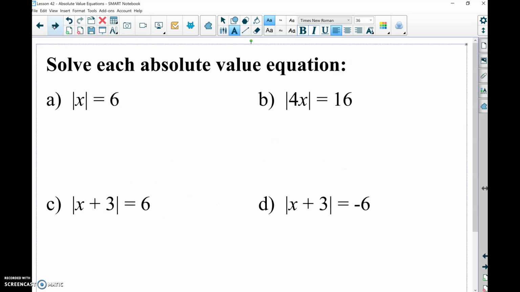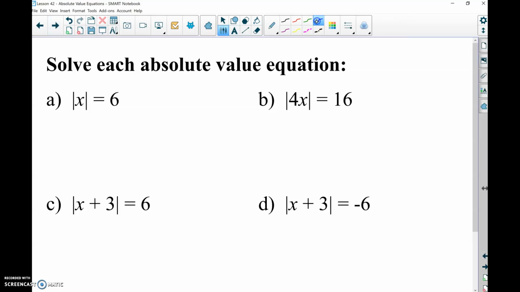So using my steps for part A to solve the absolute value equation, the absolute value of x equals 6. By the way, if you want to solve these first, feel free to pause the video and then restart it and you'll see my solutions. My steps say get the absolute value by itself. It already is. That's great. So we're going to take the absolute value, set it equal to the value on the other side of the equation, and set it equal to the opposite. So our solutions are the value 6 or negative 6.